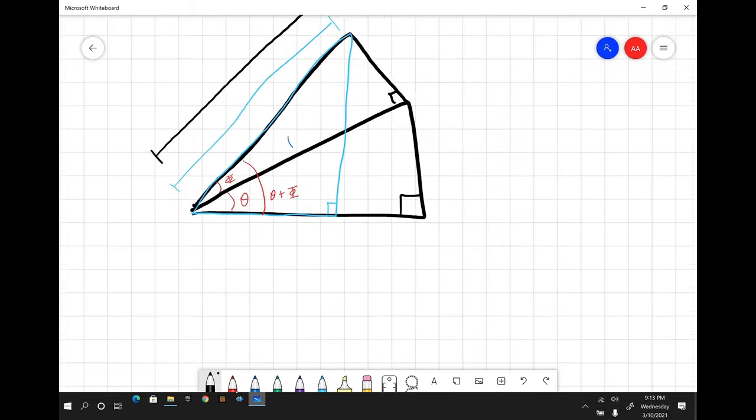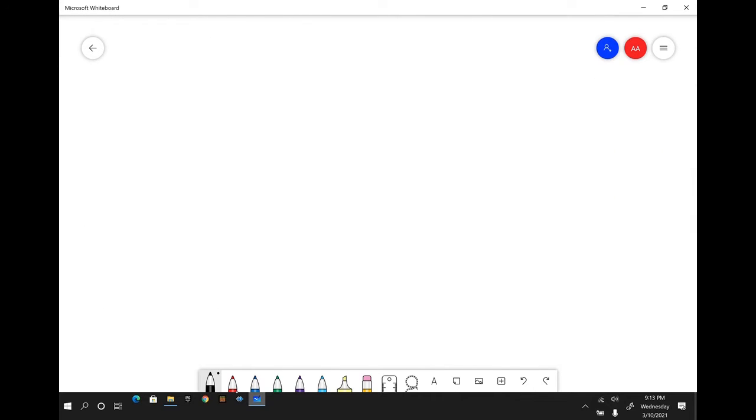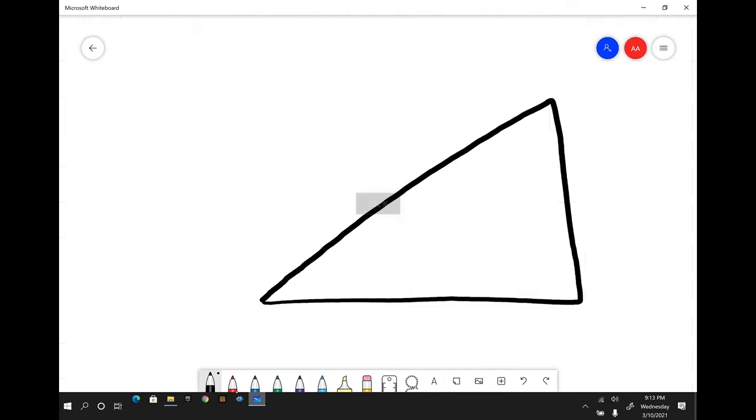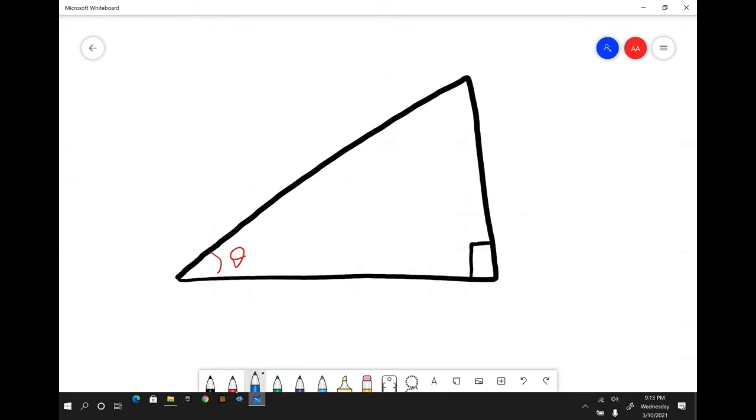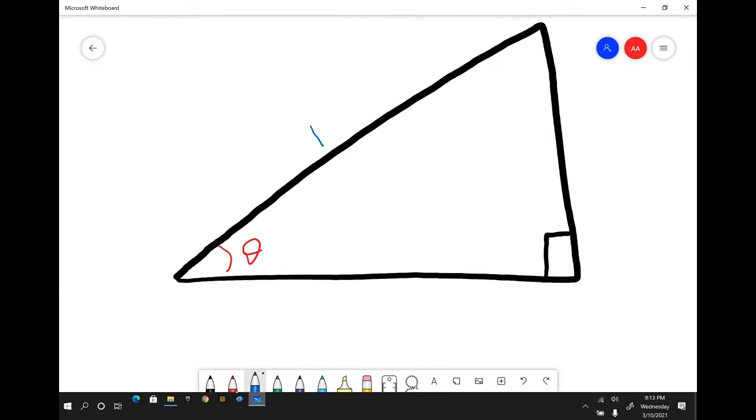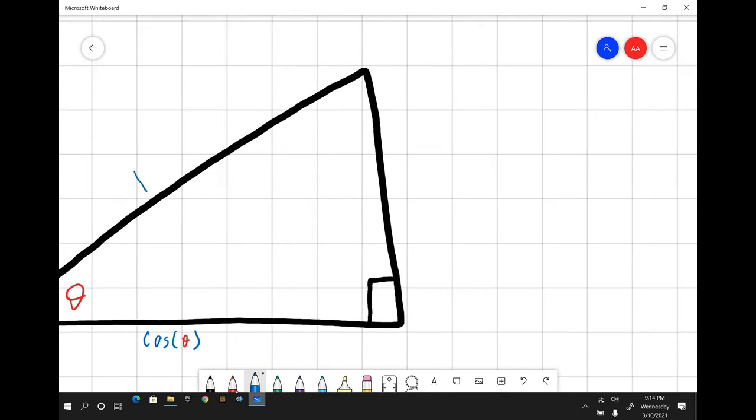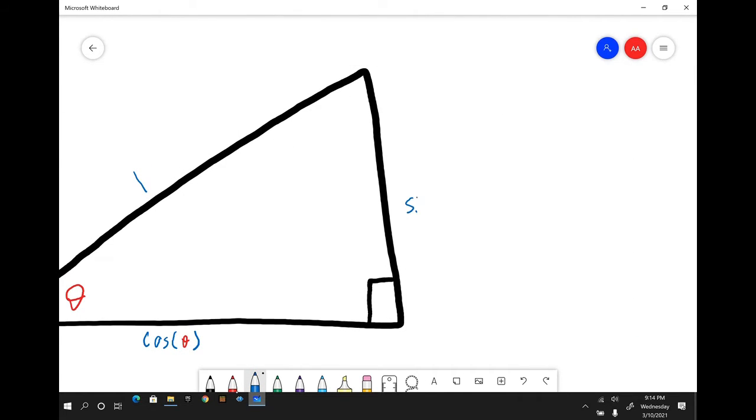Now what I'm going to do to make things easier is I'm going to redraw our diagram. So we'll have our right triangle here with angle theta, and it's going to have hypotenuse length of 1. And as we know from before, that means that the adjacent side length is the cosine of theta, and the opposite side length is the sine of theta.